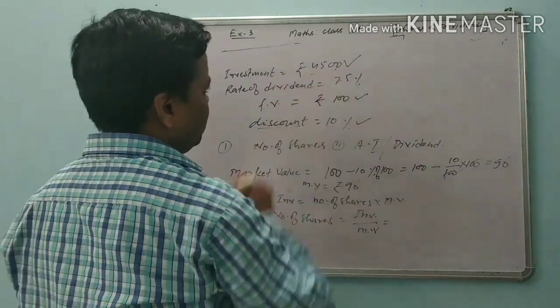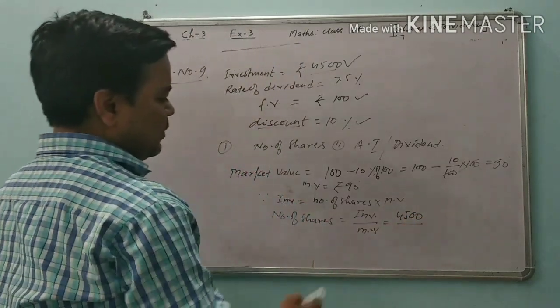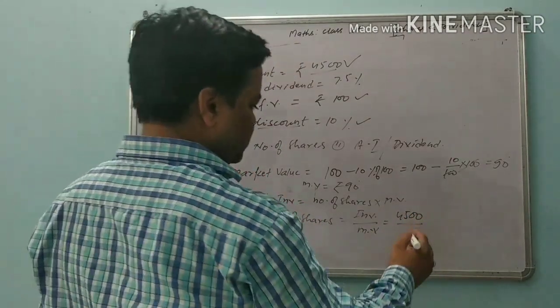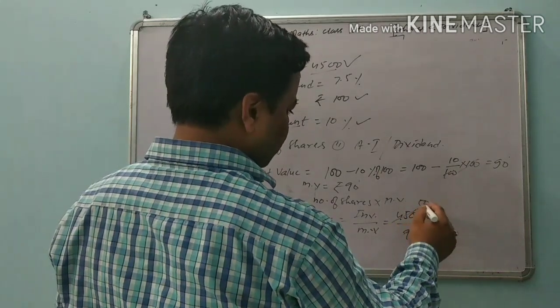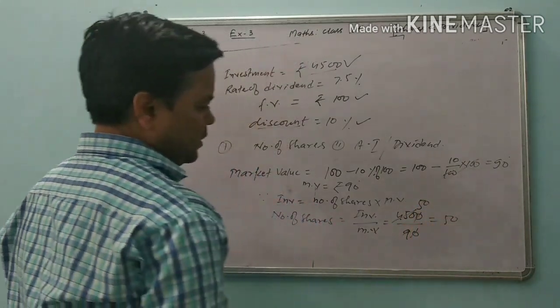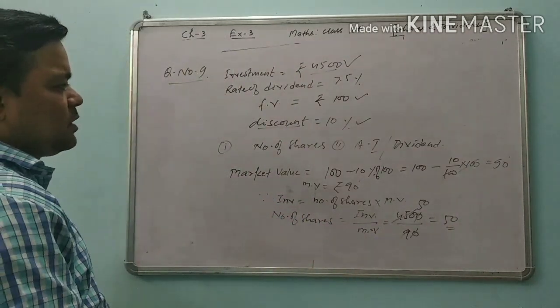So investment is 4,500 rupees, upon market value. Market value is 90. Here cancel, 9 5s are 45, means 50. It means the number of shares is 50. In this way, we can find the first part of the question.